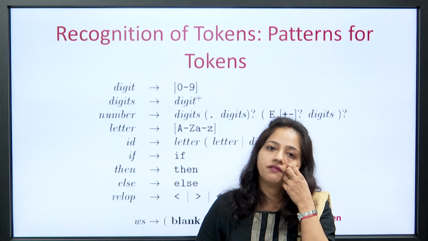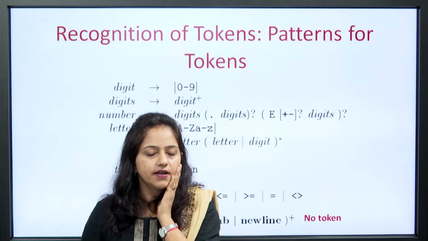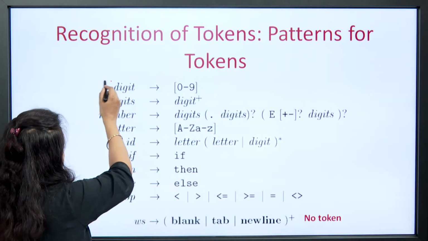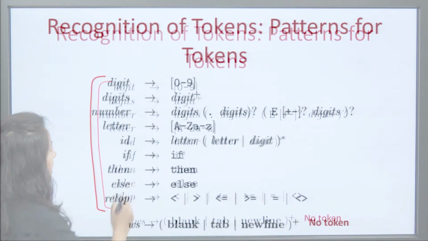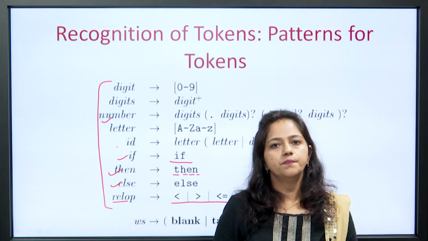Now, we will focus on the recognition of token. Here we can write the regular definition for every pattern like digit, digits, number, or if, then, else. If we have if, we can directly write the regular expression as I F. If we have then, we can write T H E N. If we have relational operators, we can write all the relational operators and assign them to some variable.